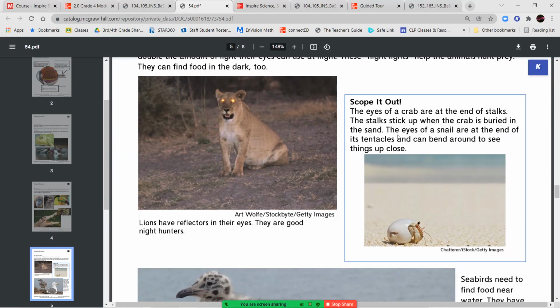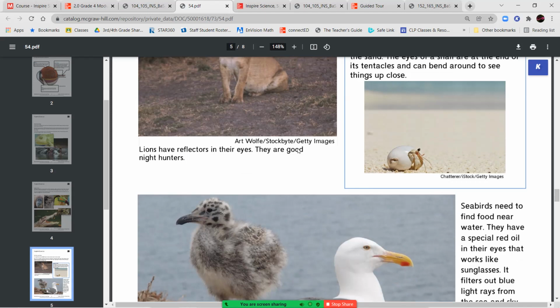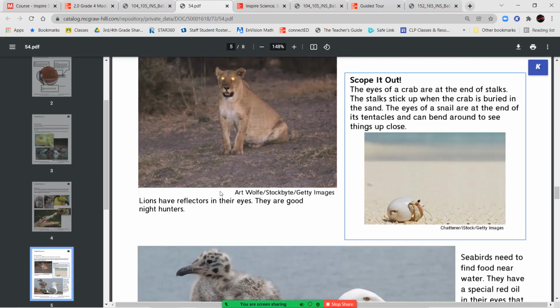Scope it out. The eyes of a crab are at the end of stalks. The stalks stick up when the crab is buried in the sand. The eyes of the snail are at the end of its tentacles and can bend around to see things up close. Lions have reflectors in their eyes. They're good night hunters.